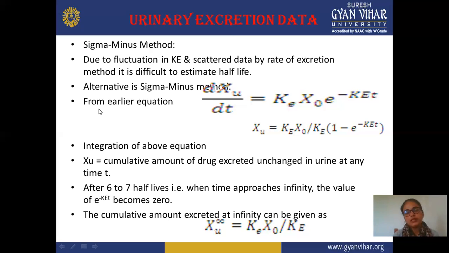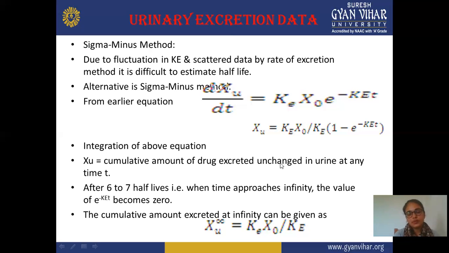And in this alternative sigma minus method, we take the equation dXu/dt equals ke X0 e^(-ket). When we simplify and integrate this equation, it gives Xu equals ke X0/ke (1 minus e^(-ket)). Xu is the cumulative amount of drug excreted unchanged in urine at time t. And after 6 to 7 half-lives, when time approaches infinity, the value of e^(-ket) becomes 0.